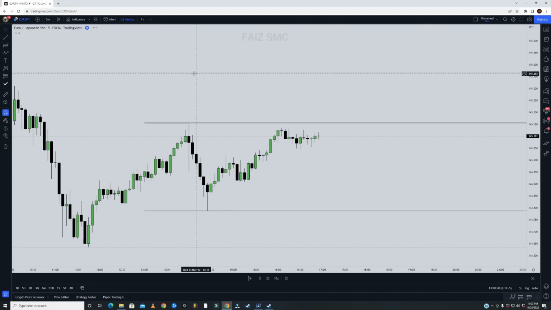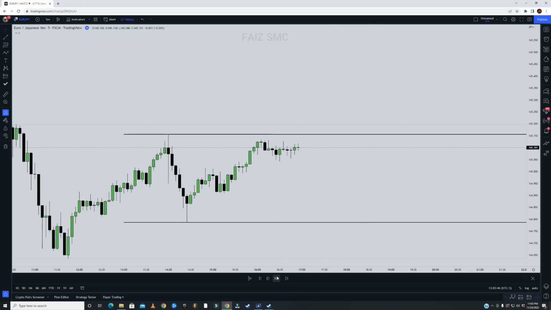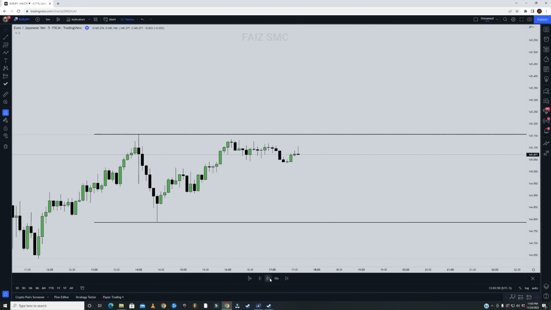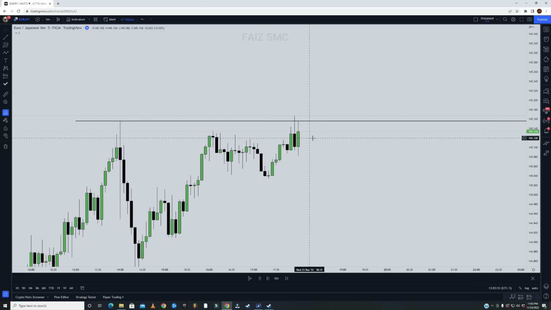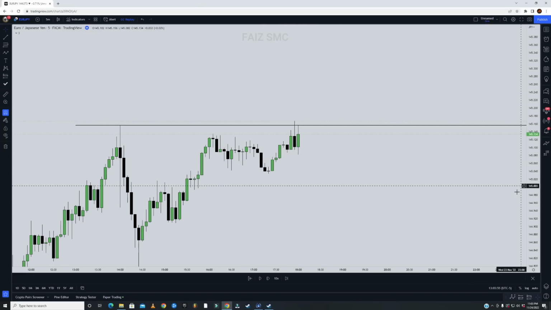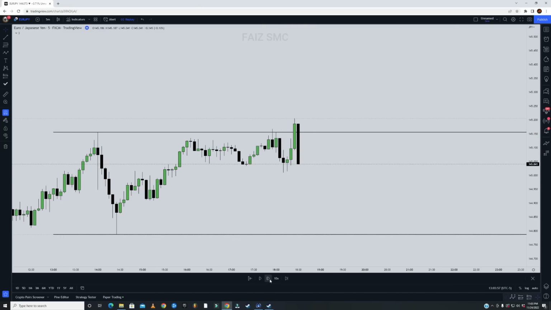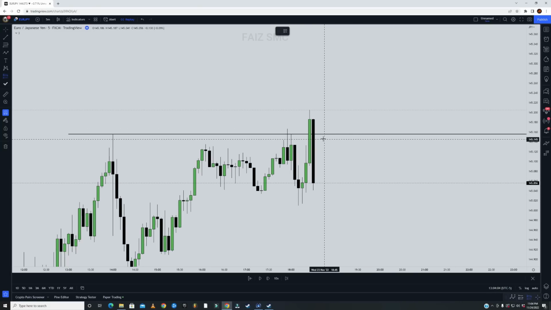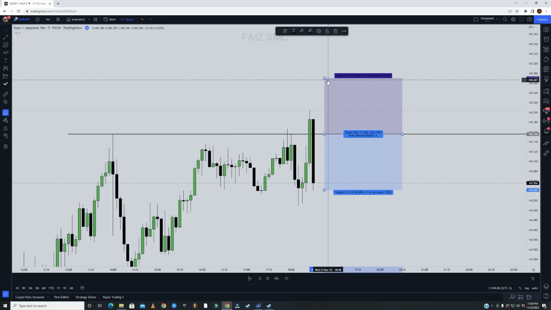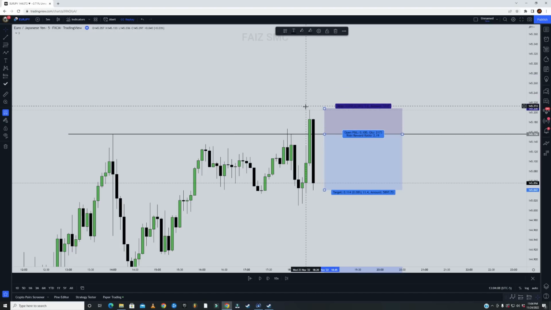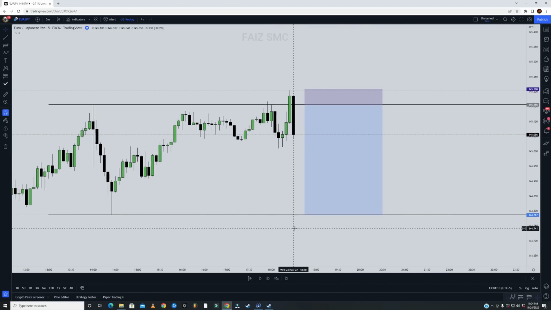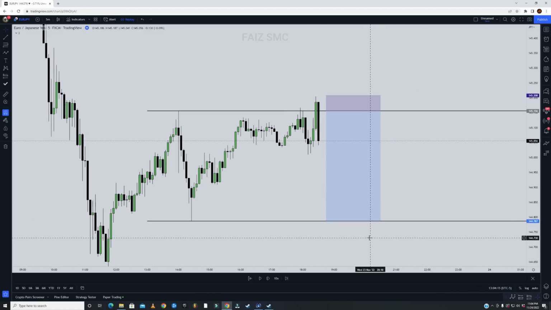So you can see that price is now ranging. Now you want to wait for a fake out in either of these directions. Okay, so let's see. Now you can see price only wicked, so we do not consider this. And now as you can see, the body of the candle closed above this level. So now what we want to do is take our entry from the retest of this level. You want to put our stop loss right above this high, and you want to target this level here, which is of course sell side liquidity.